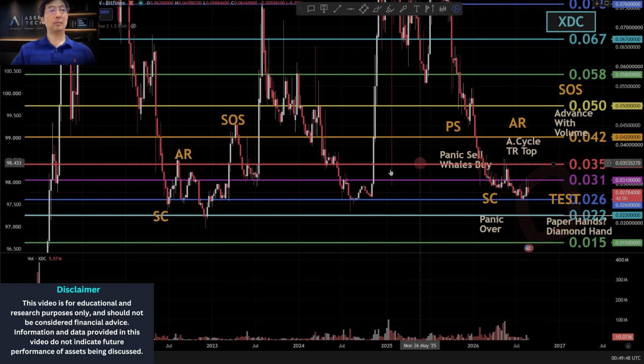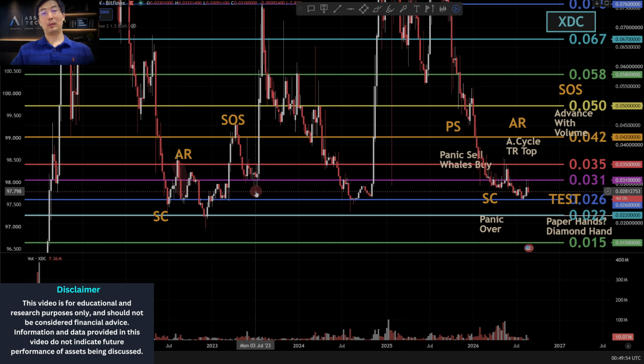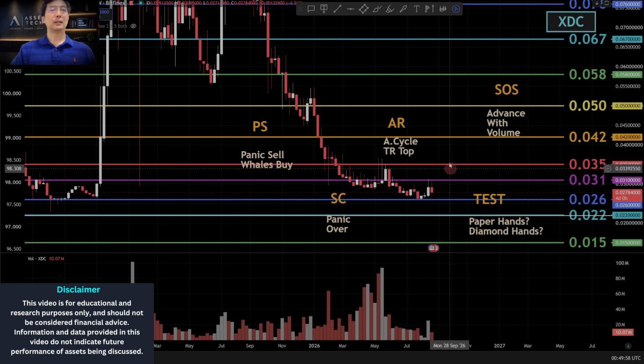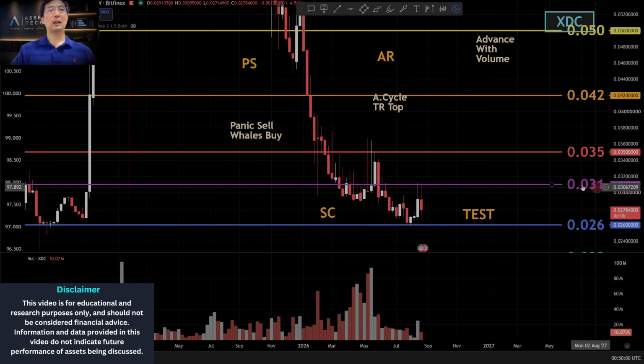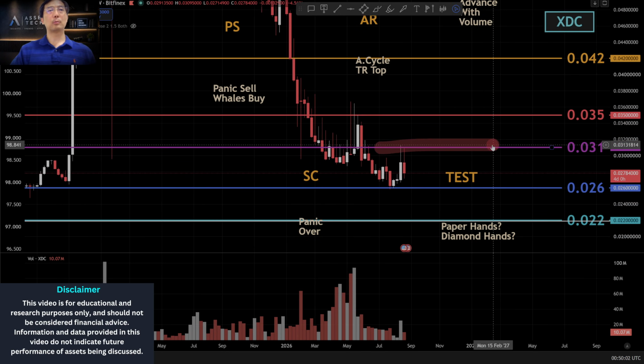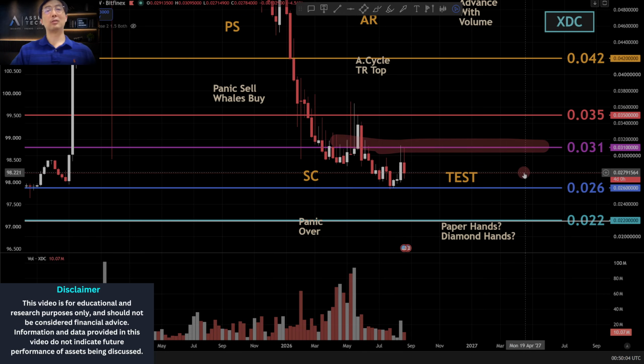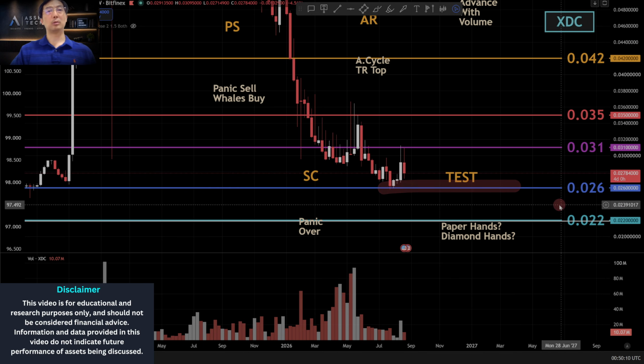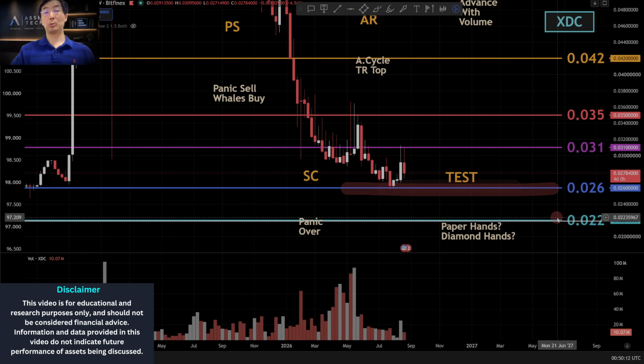Last time it did the same thing was back in August 2022. So exactly 4 years ago. Interestingly. And the major resistance right now remains this purple line, this purple key level of 0.031. And the key support level is this blue line, 0.026.